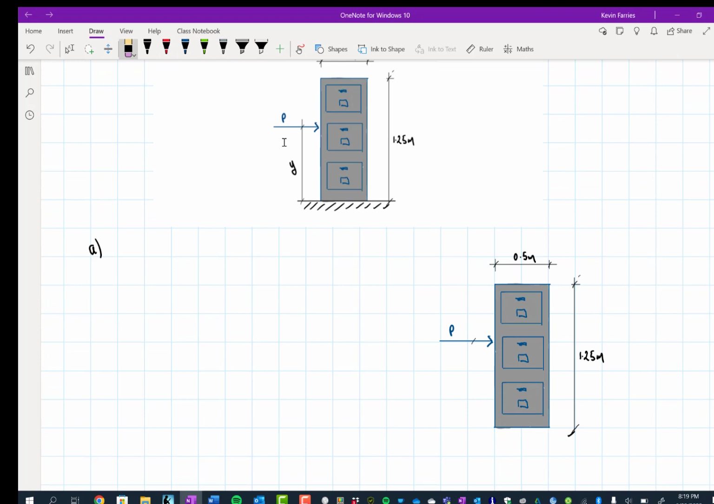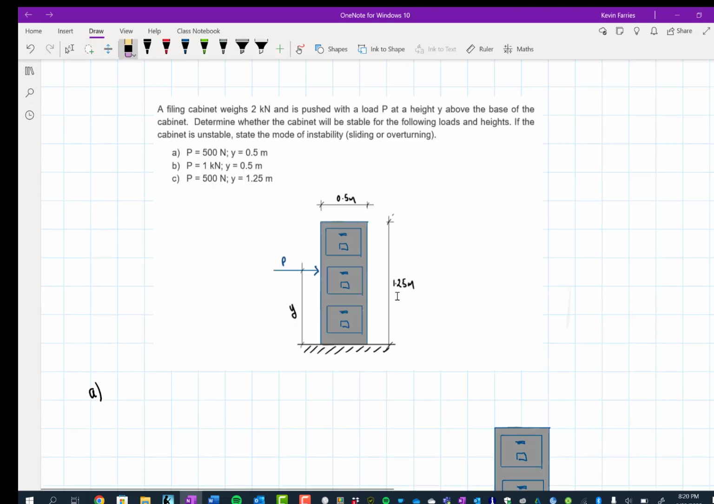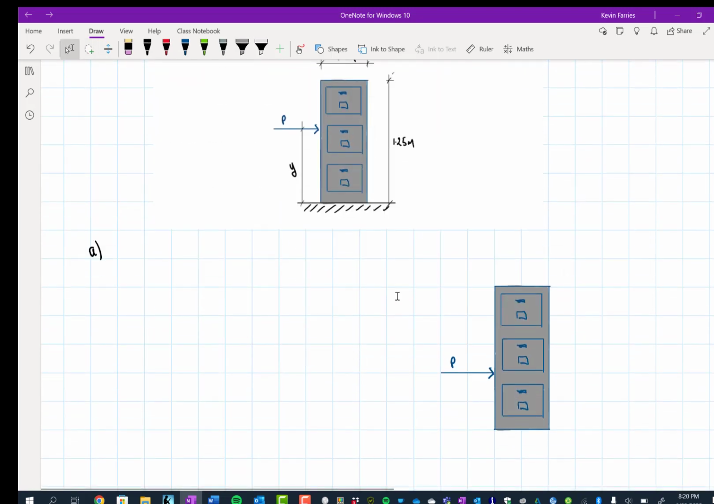And so we'll get rid of the floor. We'll get rid of these dimensions. We've got them above anyway if we want to check anything. And I think each of these is 0.25. Each square is 0.25 meters. 0.25, 0.5, 0.75, 1.25. So in the first one, it's getting applied 0.5 above the ground. So we'll take that and put it at 0.5. And it is 500 newtons.